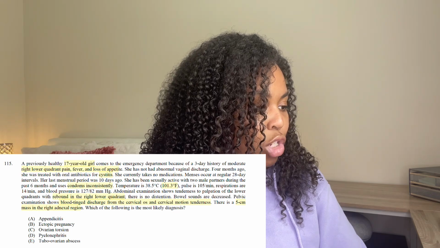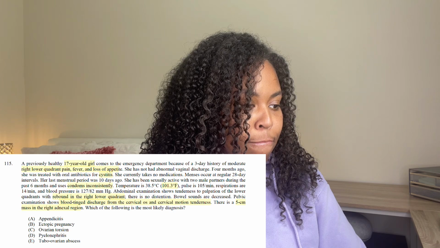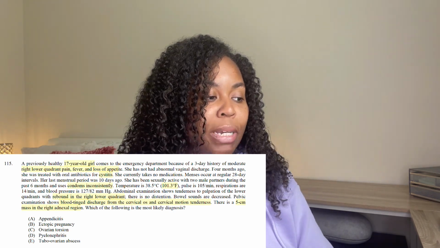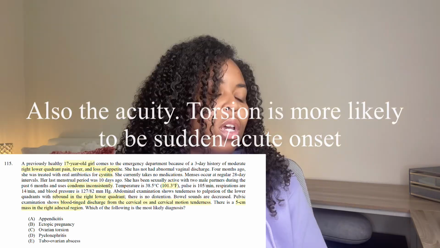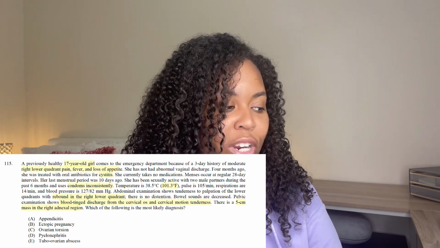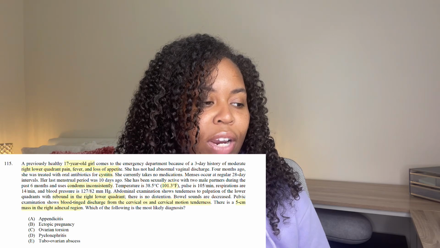I ruled out ovarian torsion. Personally, I felt like the pain would be a little bit more severe if it were ovarian torsion. So that left me at ectopic pregnancy and tubal ovarian abscess. In this situation, I ended up picking ectopic pregnancy, but the correct answer was tubal ovarian abscess.